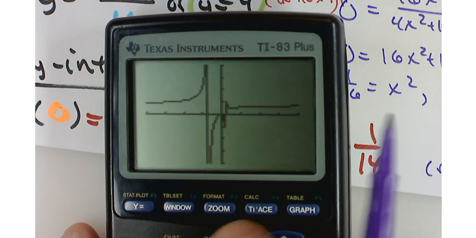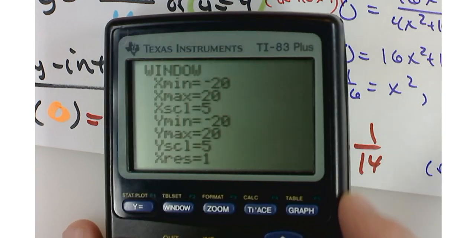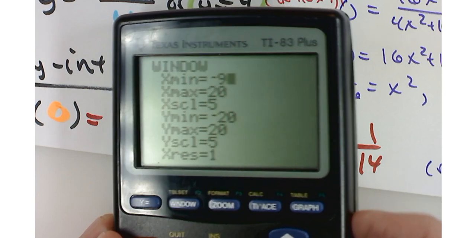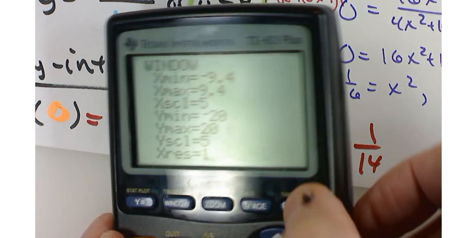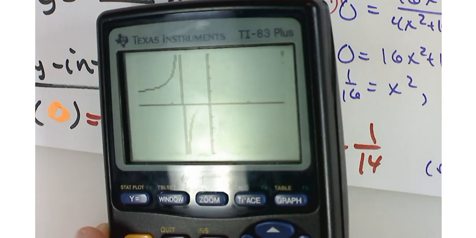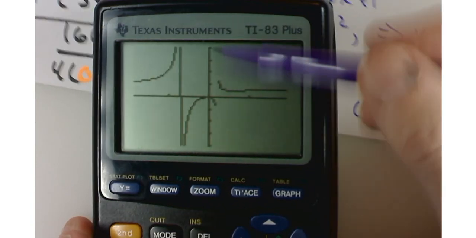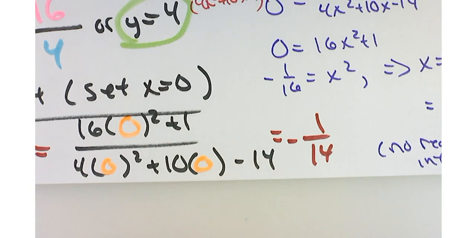I think there's probably a way around it if you set your window quite nicely, like maybe negative 9.4 to 9.4. That would probably put one of your asymptotes. No, it's still doing that. It's a little bit better, but it's still doing that. Yeah, it's just tough to get around for some of your older graphing calculators. I'm not sure what the newer ones are doing so that they don't show that, but they don't seem to.